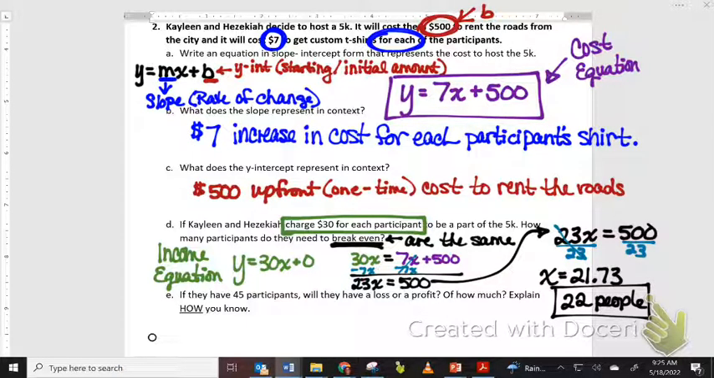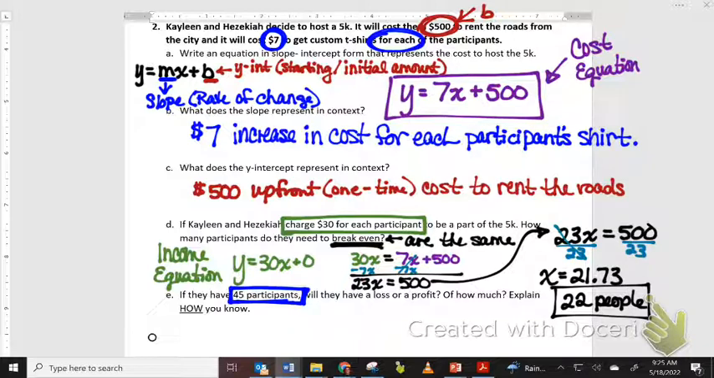If they have 45 participants, will they have a loss or a profit? Profit. How do you know? How many people did they need to break even? 22. Do they have more or less than that? More. How many participants are there in Part E? 45. Is that more or less than what they need to break even? More. That's more than what they need to break even, which means they have more than broken even.